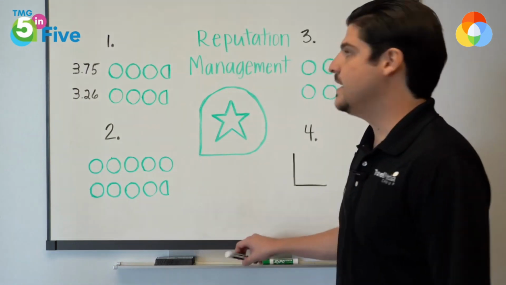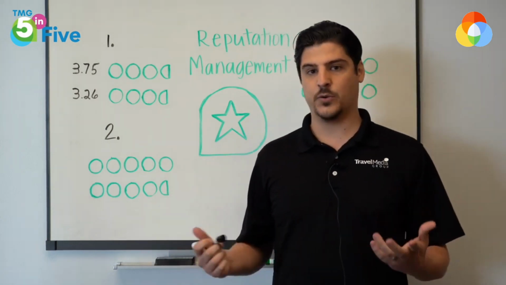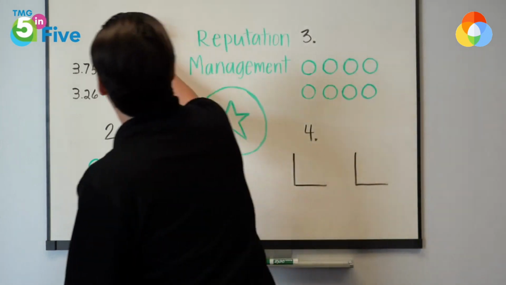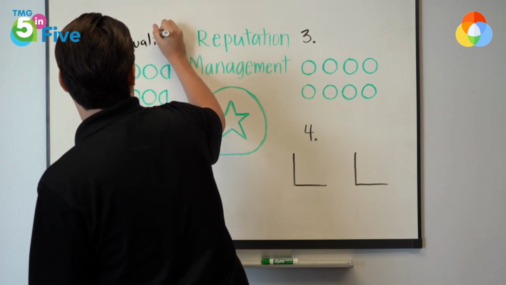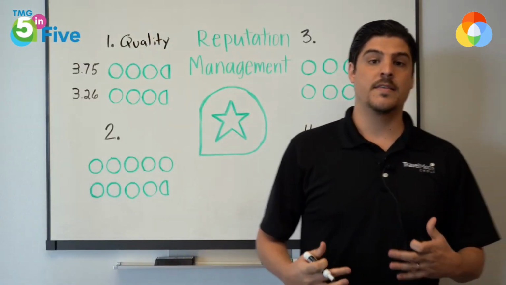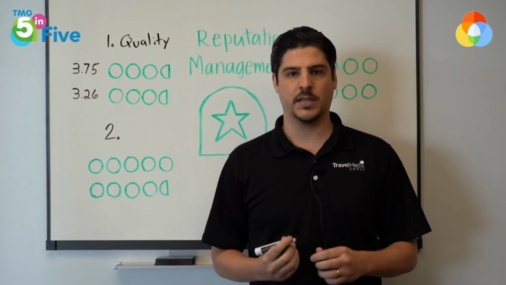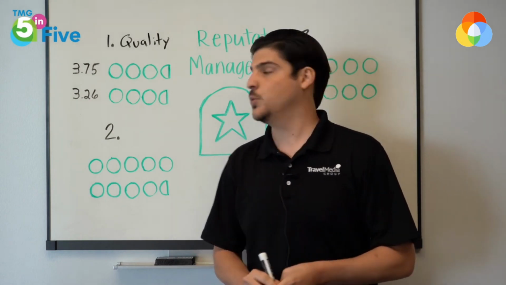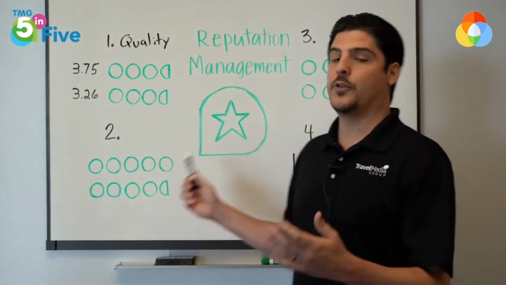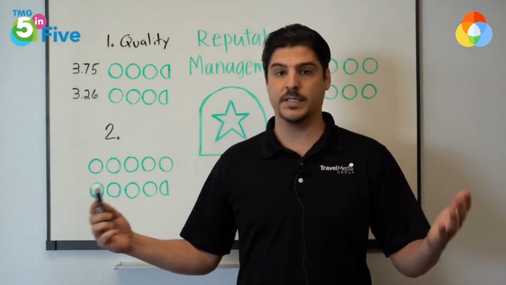The first and easiest to understand TripAdvisor ranking factor is quality of reviews. So this is the average score that your guest or traveler is going to leave you on TripAdvisor. TripAdvisor has 1 to 5 bubbles. Other ranking sites might have 1 to 10.